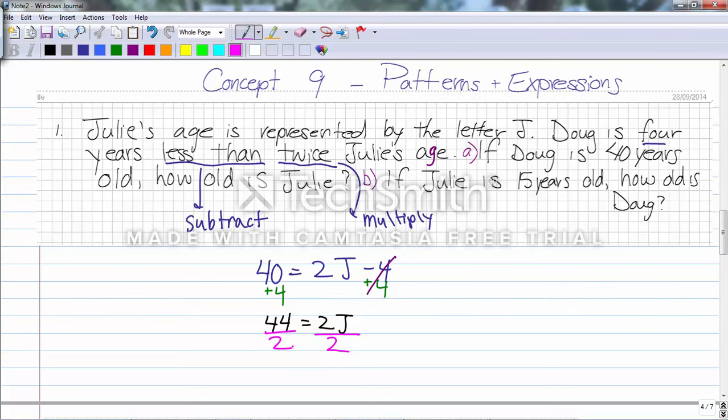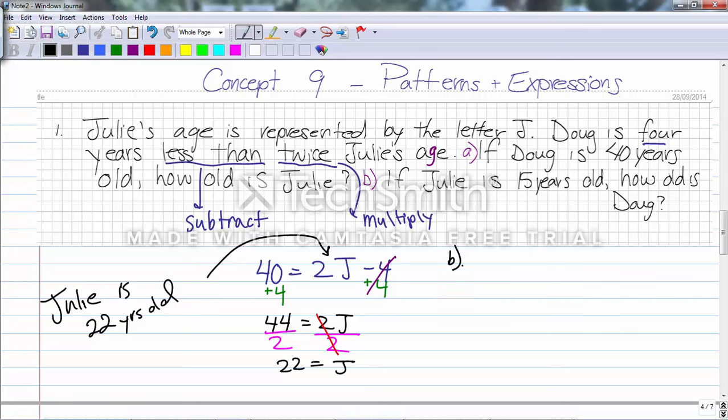You do something to the left, you have to do it to the right. When that happens, the 2's cancel out. 44 divided by 2 is 22. So that must mean that Julie is 22 years old. And you can always double check. So 2 times 22 is 44. 44 minus 4 is 40. It works.